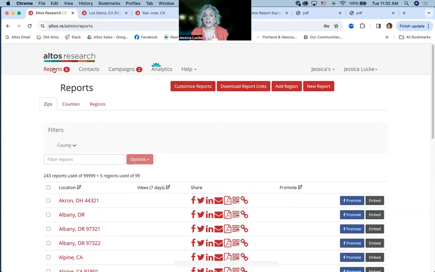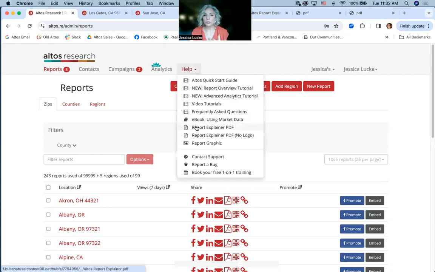Now, the next thing is I want you to make sure that you go to help. I encourage you to not only download the explainer, print it out, highlight those 2 leading indicators of change, okay? Feel free to book time if you want to dive deeper, okay?